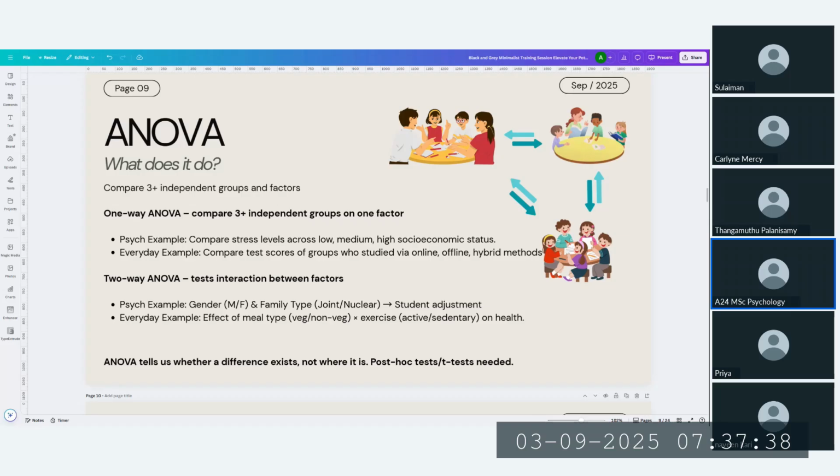So ANOVA tells us whether a difference exists. It doesn't tell us it is in this group or that group. It just tells you yes, there is a difference between these groups. You will need additional post hoc tests, or you may use a t-test. That is why in our textbook, t-test is given after ANOVA, because you will need it before or after. So t-tests help you narrow down.